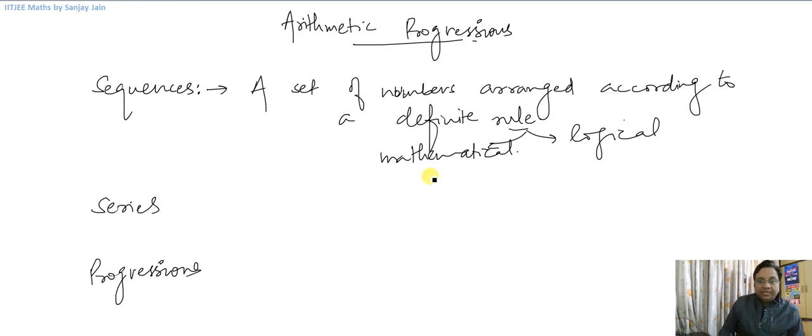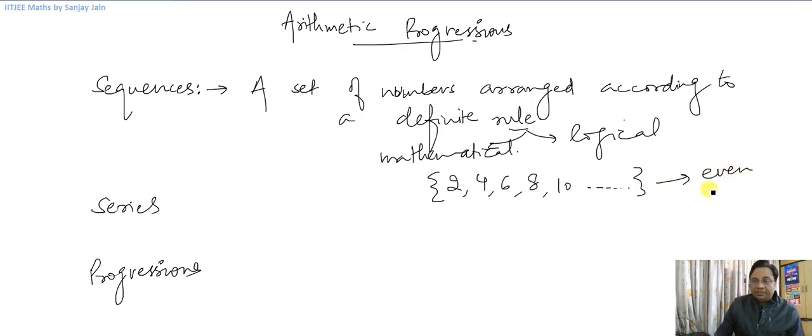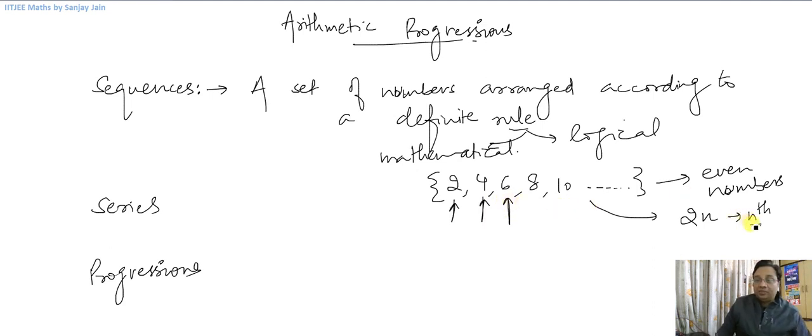For example, if I write this sequence 2, 4, 6, 8, 10, and so on. Now, this is a sequence having even numbers. So if I ask you what will be the nth term in this, you can say that 2n will be the nth term. What do I mean by nth term? As 2 is the first term, right? 4 is second term. 6 is the third term. So what will be the nth term? It will be equal to 2n, right?